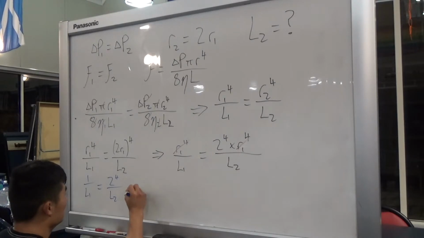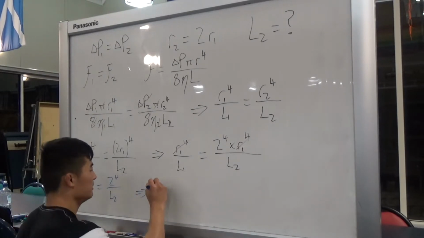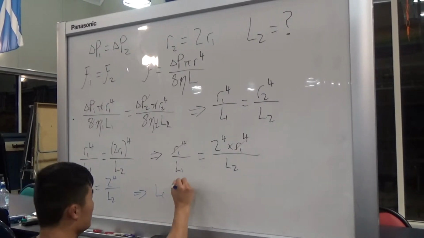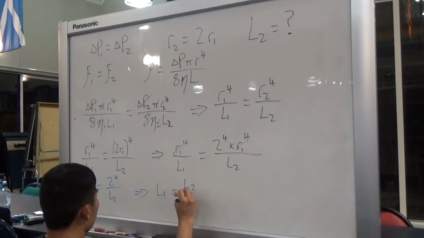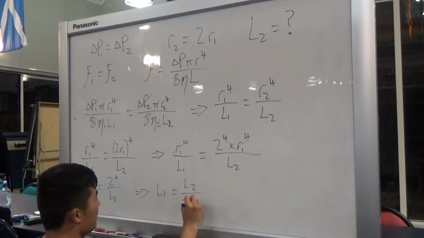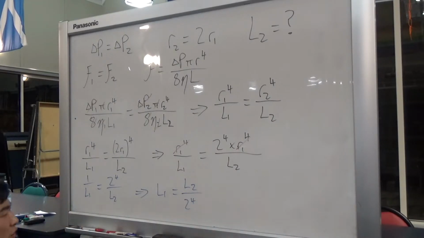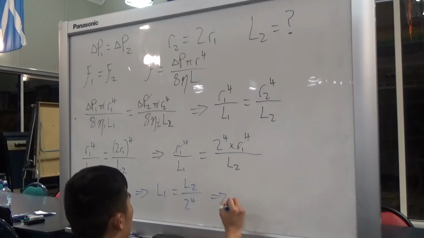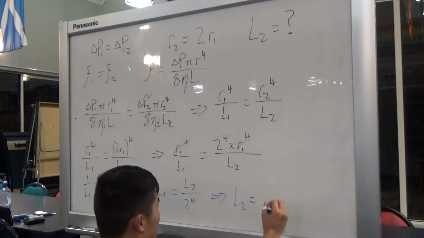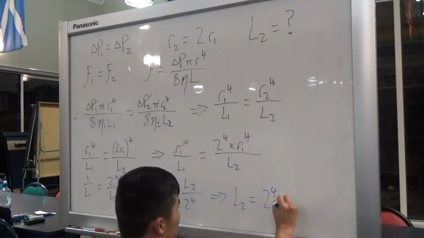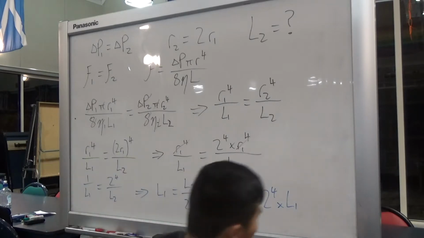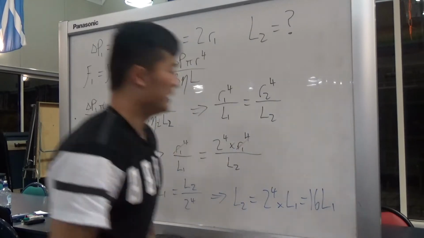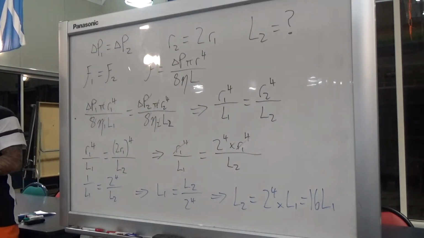L1 over 1 is just L1. So we're going to just say L1 is equal to L2 divided by 2 to the power 4. And we want to have it as L2 equals something. So we're going to move this to the other side. So then L2 is equal to 2 to the power 4 times L1. And 2 to the power 4 is going to be 16. So L2 is equal to 16 times L1.